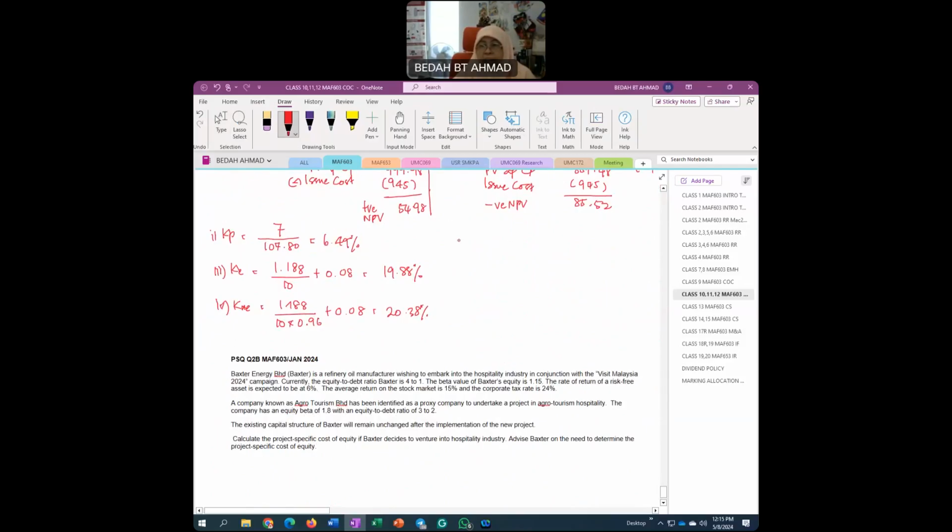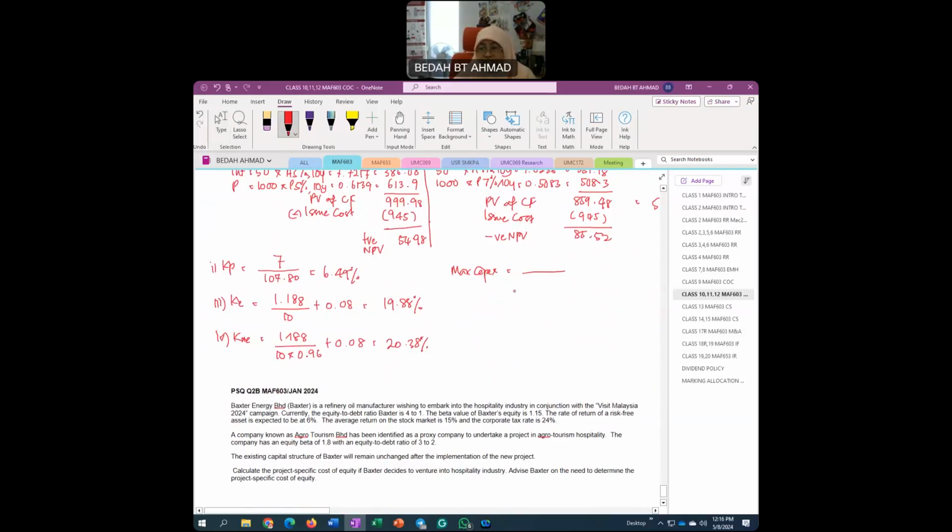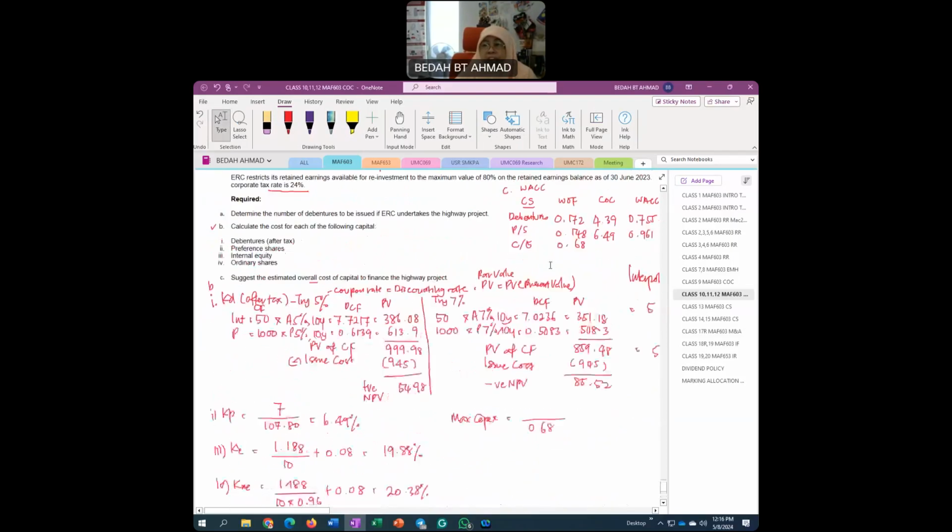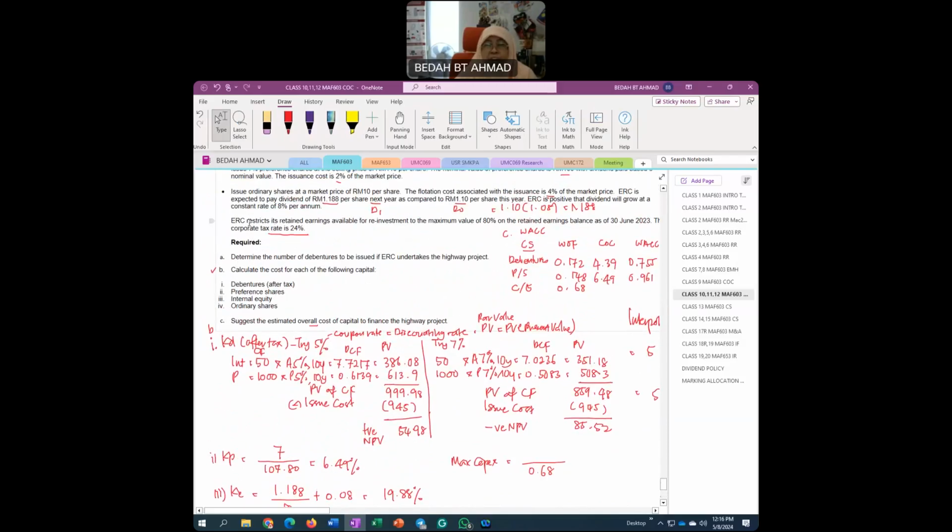Okay, so now to put in your WACC for the common equity, whether you want to select KE or KNE, you need to calculate the maximum capex. The maximum capex is the retained earnings available for reinvestment divided by the weight of financing. Weight of financing equity is 0.68. ERC restricts its retained earnings available for investment to a maximum of 80% of the retained earnings balance as at 30th June 2023.